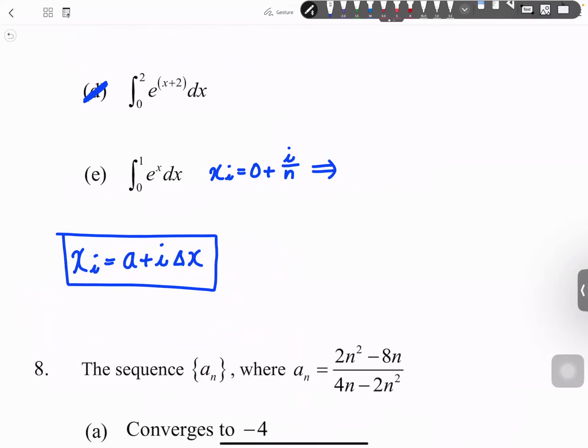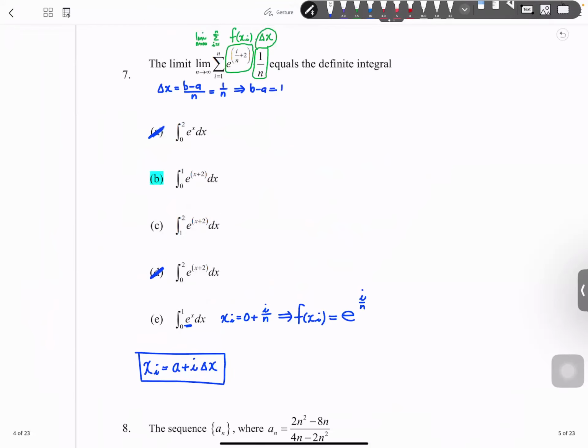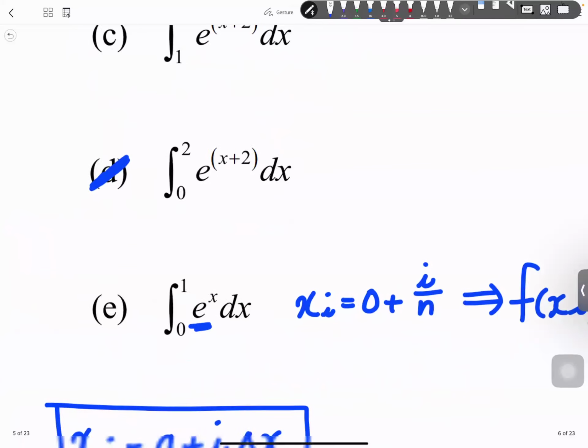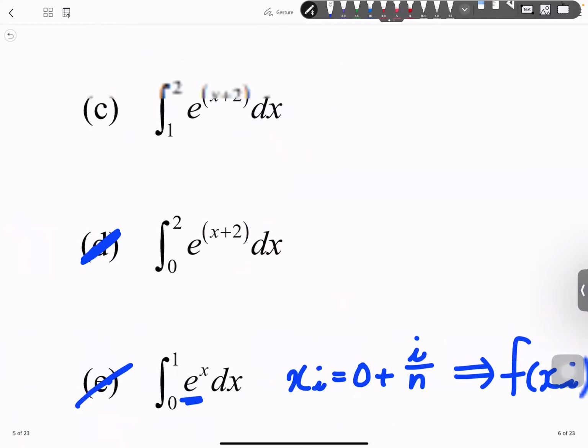So what does that make f of x sub i for this one? Here's your function. Just plug this x sub i in. That would make this e raised to the power i over n. Go back and check: does that match what you have in the problem? It does not match, so you can see that this is not your answer. Strike that one out.